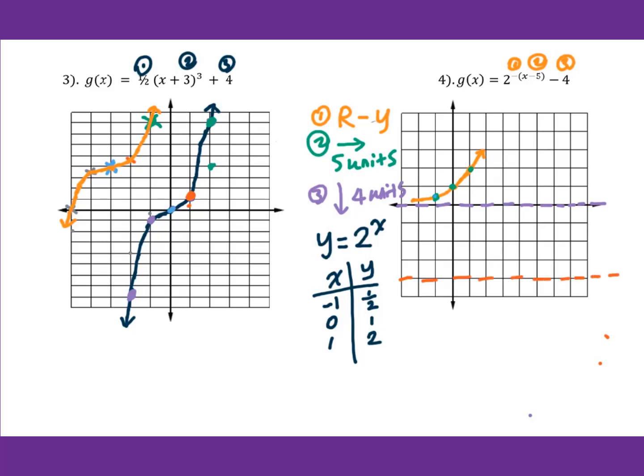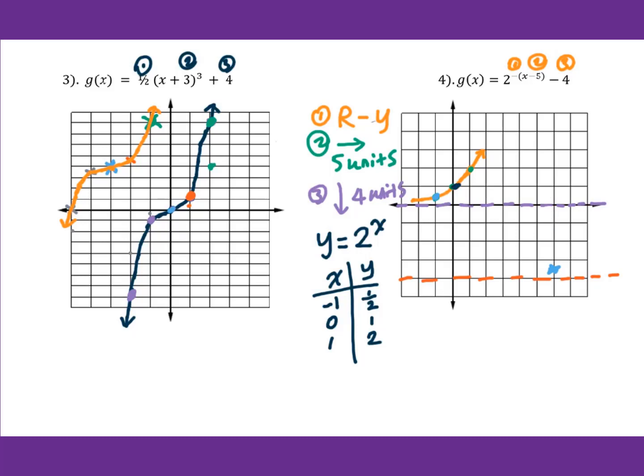We got 3 points. These 3 points, we have to do these 3 transformations. Reflect across the y-axis, I go here. Then move to the right 5 units, 1, 2, 3, 4, 5. Then you need to go down 4 units, 1, 2, 3, 4. This is the final point.